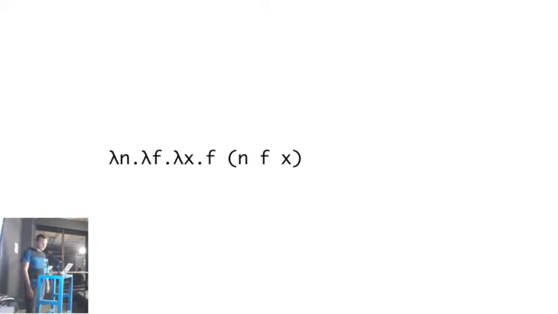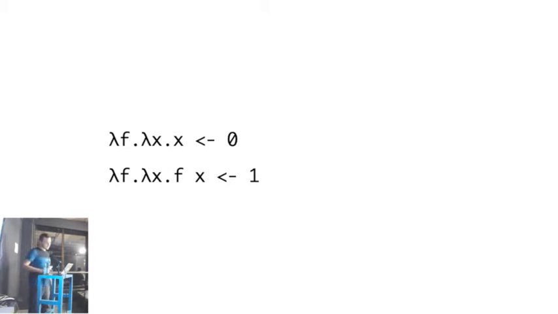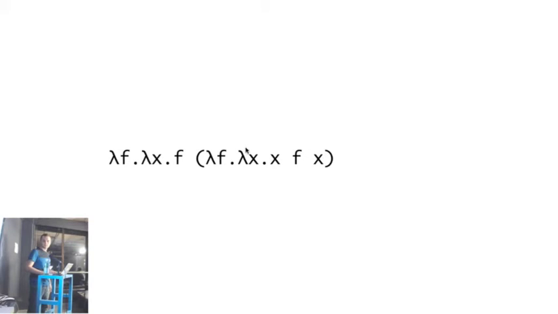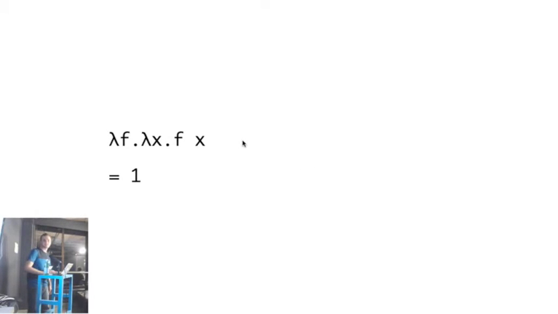So can anyone guess, I don't have any prizes, but can anyone guess what this function does? It's great because I don't have any prizes, I'll tell you. I said these were our representations for 0 and 1. So if we set n as 0 here and we sub it into this expression, we get this. I'll read this out in English. The function takes an f and an x and returns an x, applied to an f and an x, cancels out to x. So we've gone from 0 to 1.